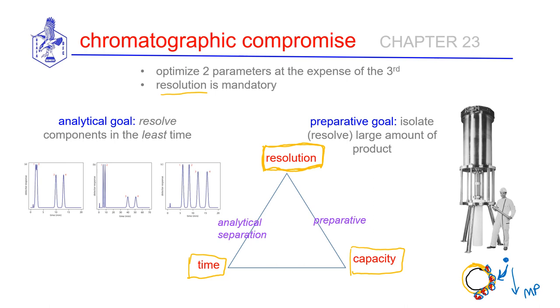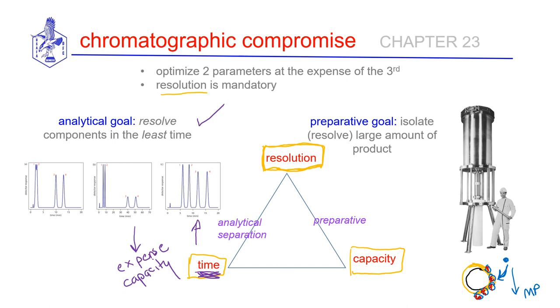The other parameter that we are going to optimize at the expense of the third deals with the goal of our separation. We do separations based upon one of two goals. Our goal is either analytical, we're carrying out the separation to find out the specific components within the sample and how much of each is in the sample. In that case, our second parameter of interest is time. We just want to carry out this separation as fast as we can to get the clean separation and the information we seek. If we carry out the separation to optimize resolution and time, we do so at the expense of capacity. We're not going to be able to put much sample on our column.